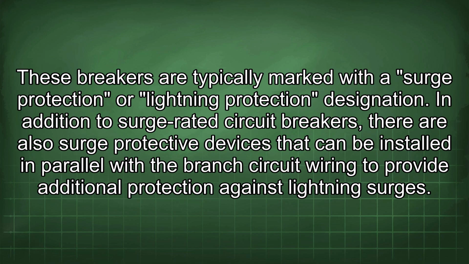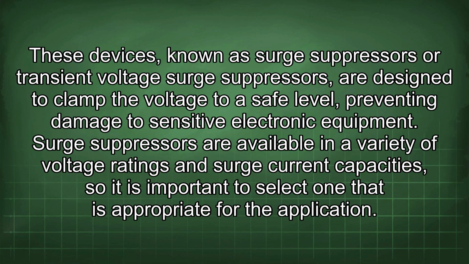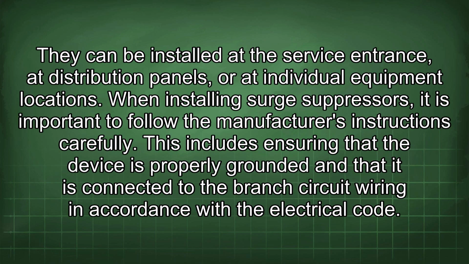In addition to surge-rated circuit breakers, there are also surge protective devices that can be installed in parallel with the branch circuit wiring to provide additional protection against lightning surges. These devices, known as surge suppressors or transient voltage surge suppressors, are designed to clamp the voltage to a safe level, preventing damage to sensitive electronic equipment. Surge suppressors are available in a variety of voltage ratings and surge current capacities, so it is important to select one that is appropriate for the application. They can be installed at the service entrance, at distribution panels, or at individual equipment locations.